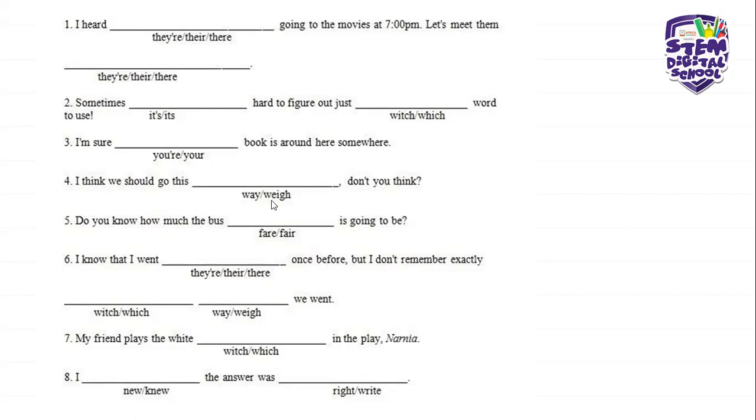Okay. Now I'm just going to scan the next one. So which and witch, that one is easy. Witch with a T is like the Wicked Witch of the West. The next one is between two things, like which way do I go? Okay. And fair and fare we did. Way and weigh we did.